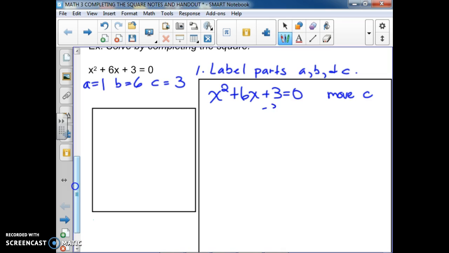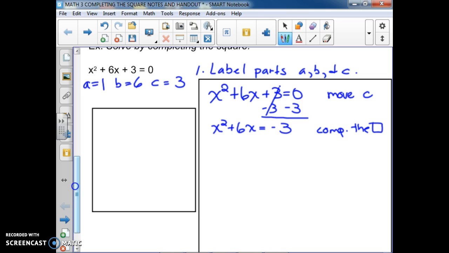All right, so the first step is to move C. So I'm going to subtract 3 from both sides. These 3's will cancel out, and now I have x squared plus 6x equals negative 3. All right, my next step is to complete the square.